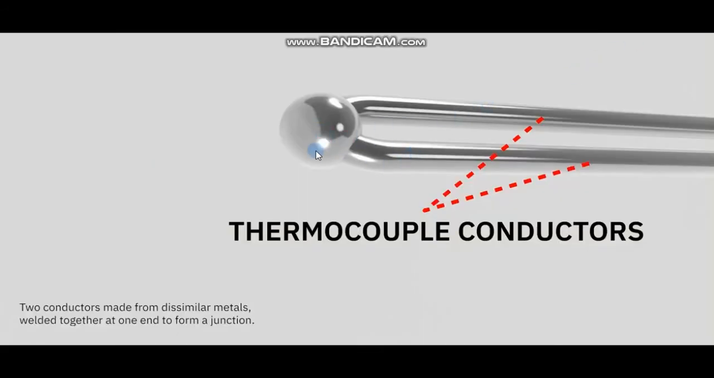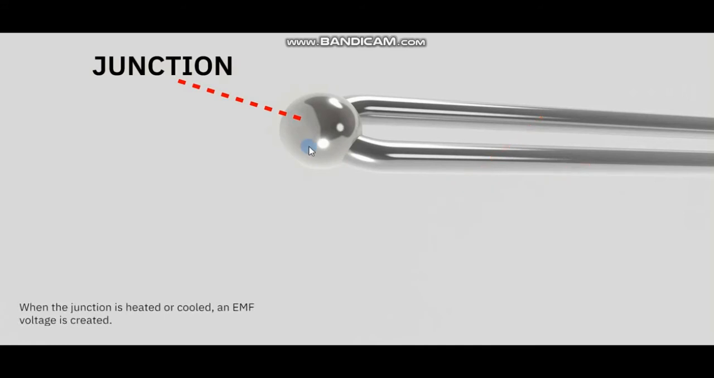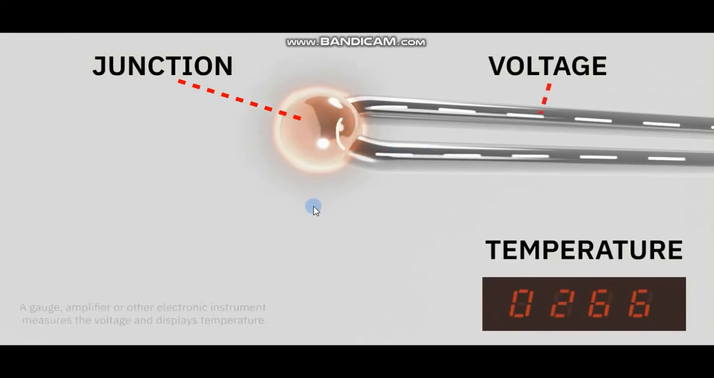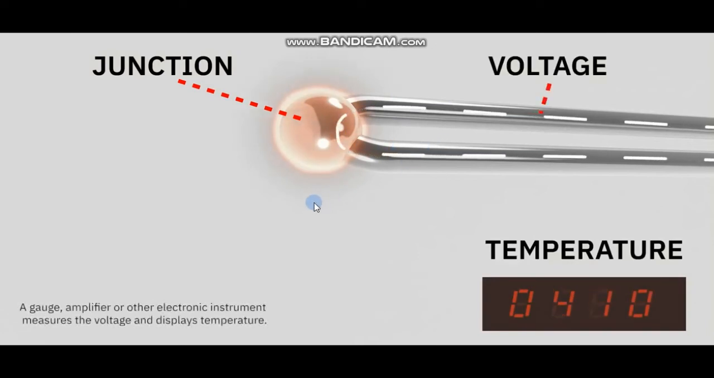Here we have the tip of a thermocouple. The thermocouple has two conductors made of dissimilar metals welded together at one end to form a junction. When the junction is heated or cooled, an EMF voltage is created, as we see here. A gauge, amplifier, or other electronic instrument measures the voltage and displays temperature.